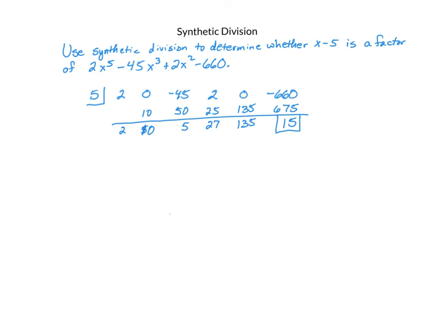So we know that x minus 5 is not a factor of 2x to the fifth minus 45x cubed plus 2x squared minus 660. I hope you'll go do some problems using synthetic division.